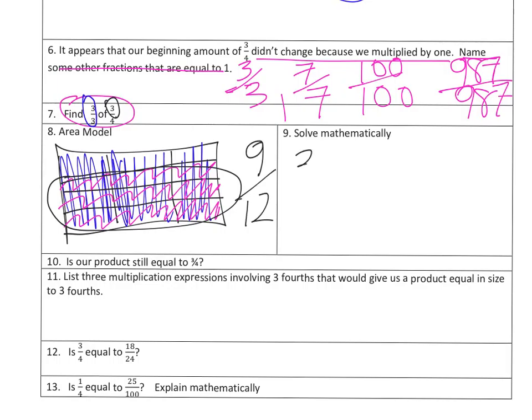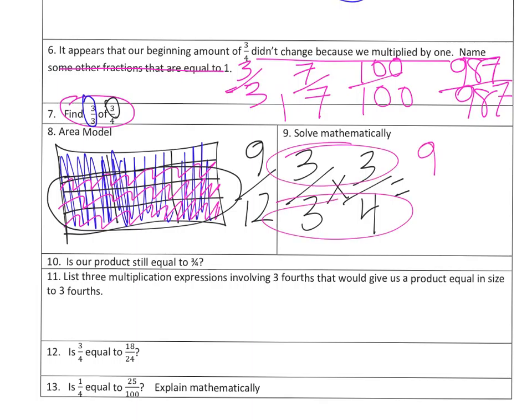Let's check our work mathematically. 3/3 times 3/4, multiply across. 3 times 3 is 9. 3 times 4 is 12. Now hold on, let's reduce. Let's turn it into an easier version of itself.